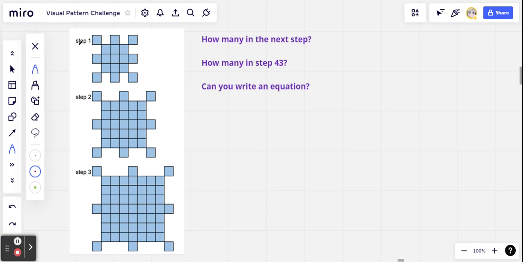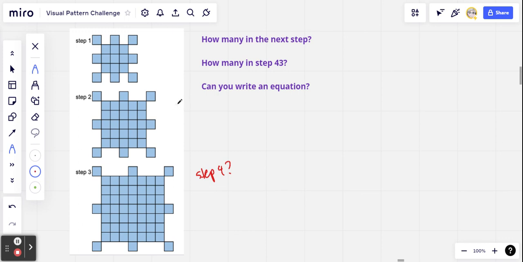Here's our pattern today. Here's step 1, step 2, and step 3. Your challenge is to predict the number of squares in step 4. If you can do that, can you predict the number in step 43? And can you write an equation that could be used to predict the number of squares in any step at all? So that's the challenge. If you'd like to accept it, pause the video and see how far you can get with this one.